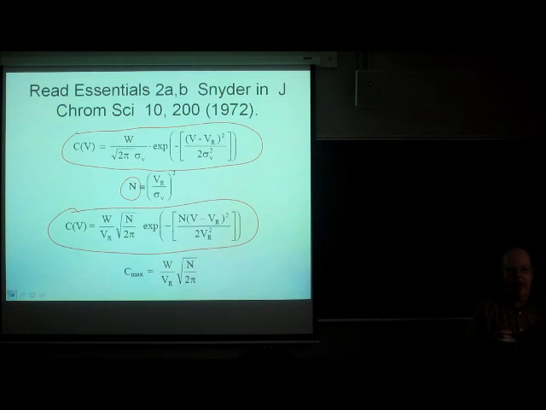If I set V equal to VR, here's the coefficient in front of the exponential term, and this is the concentration of the peak at the maximum. Now, what does the equation tell us? It tells us that the more sample you squirt in, the higher the peak is, right? C max is proportional to W. It's inversely proportional to the retention volume, which means the later the peak comes out, the smaller it's going to be.